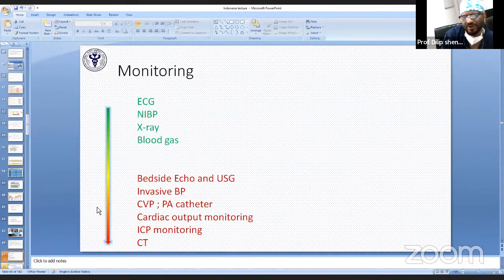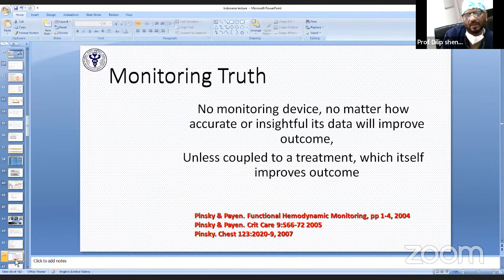These are basic monitorings as I spoke earlier about. The monitoring truth is: no monitoring device, no matter how accurate or insightful the data, will improve the outcome unless coupled to a treatment which itself improves the outcome. So the monitoring should lead you to some treatment guidance which will improve the patient's outcome.